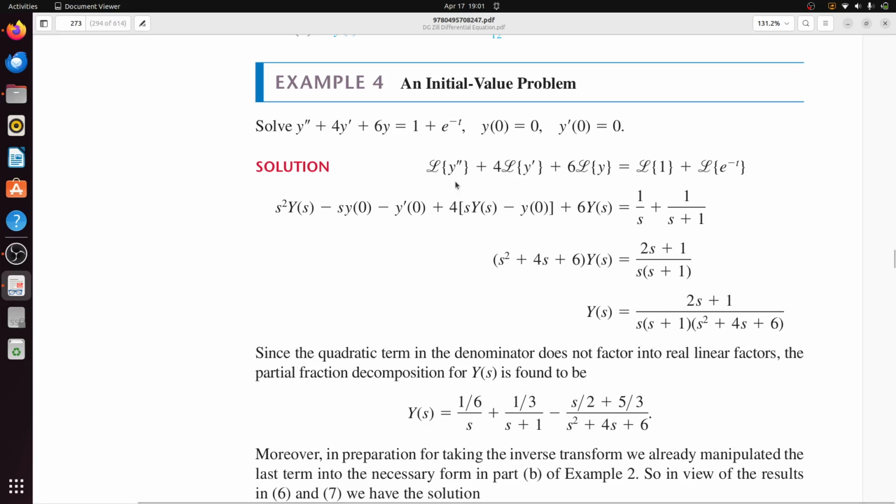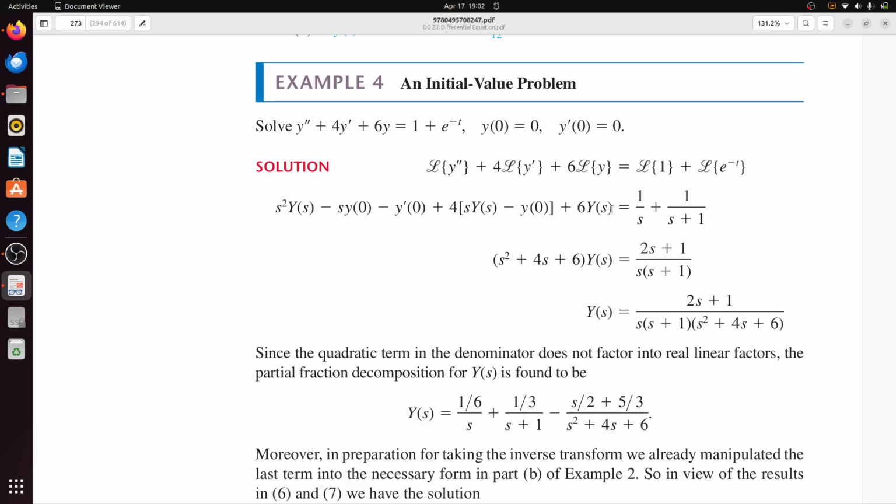So here, Laplace transformation of d2y/dt^2 plus 4 into Laplace transformation of dy/dt, and then 6 into y. When you take the Laplace transformations, from the first side you get s^2 Y(s) minus s y(0) minus y'(0) plus 4 into (s Y(s) minus y(0)) plus 6Y(s). Laplace transformation of 1 is 1/s, and Laplace transformation of e^(-t) is 1/(s+1). So the left hand side reduces to (s^2 plus 4s plus 6) into Y(s). So (2s plus 1) by s into (s plus 1).